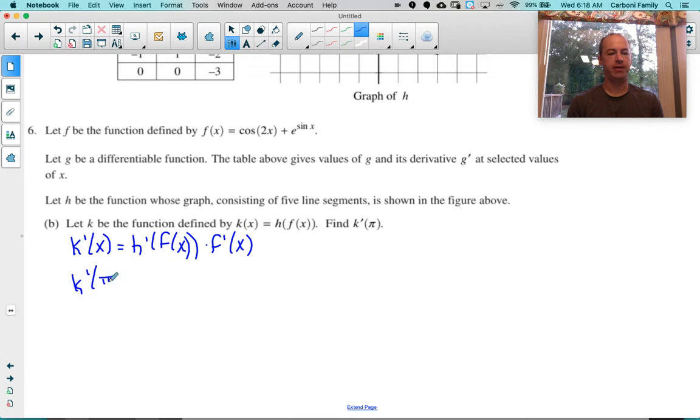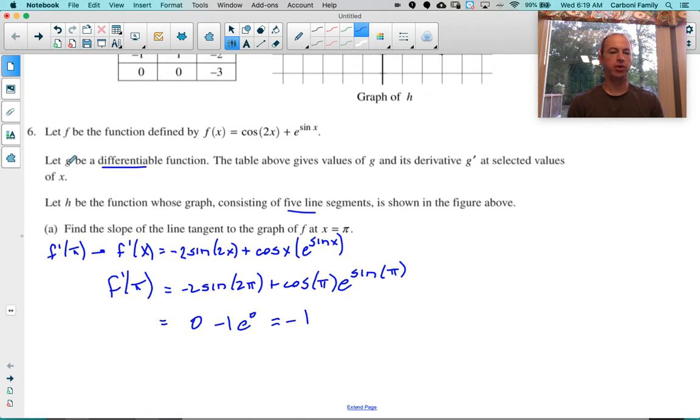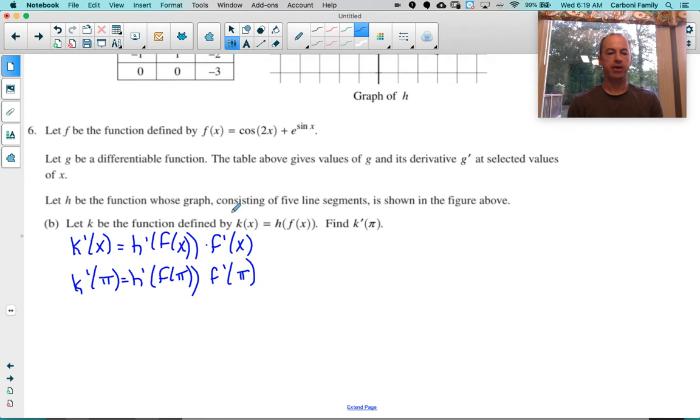k prime of pi would be, forgot my equal sign, h prime of f of pi times f prime of pi. And here we get a little bit lucky because f prime of pi was our answer to part A. And so at this point, if I hadn't already simplified the problem, I would go on and simplify it. So this negative 1 is going to come in handy. So this will be h prime of, I haven't done that part yet. I need to find f of pi. And then f prime of pi was negative 1.